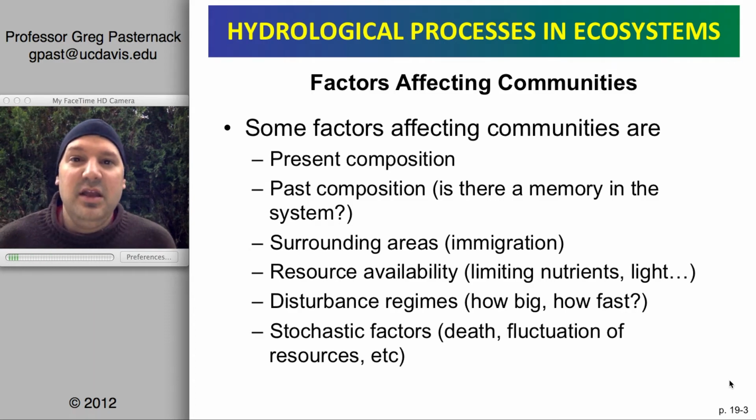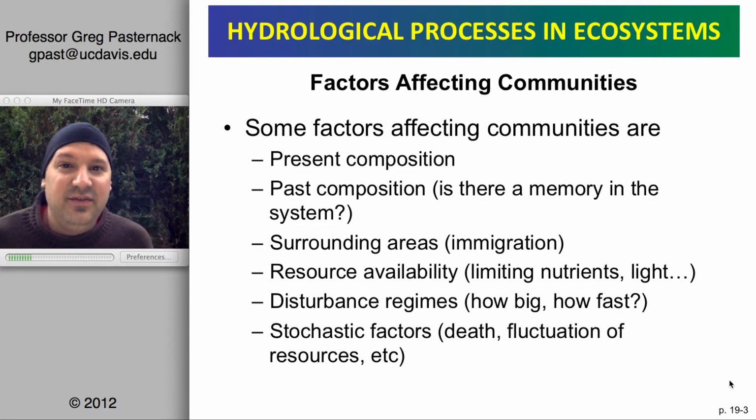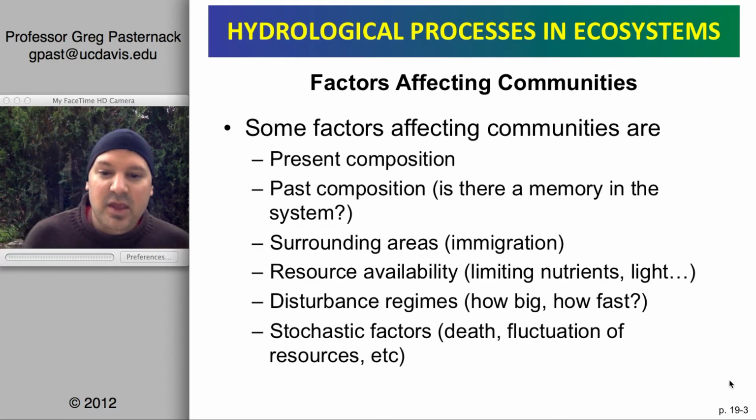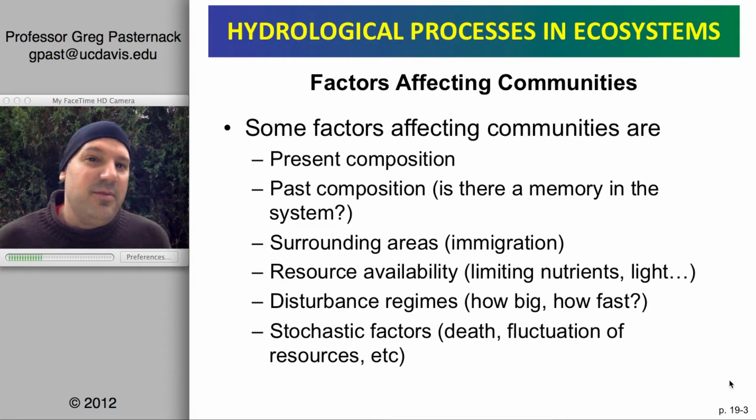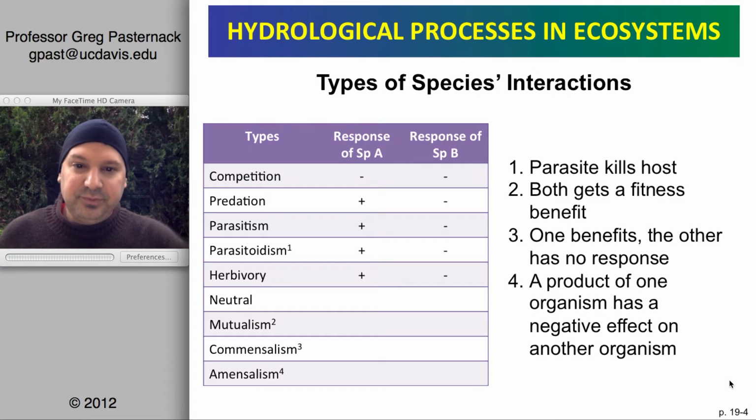Resource availability is going to affect the ability of a population to grow, or an individual to grow, or the health of the individual. Disturbance regimes have been a theme of this course, so how frequently do they come, how big of a disturbance are they, what's their duration and magnitude, and so forth. And then it's always important to remember that just like in hydrology, ecology is fraught with random events, what we could just call stochastic factors. There's always a chance that an individual will die, and so we have to be mindful of that too.